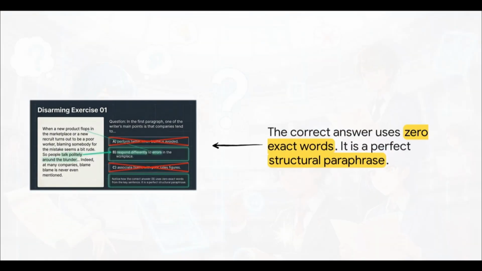Okay, let's debrief this one. The key sentence in the text, the real heart of it, is that people talk politely around the blunder. Now let's look at our options. A and C? They're just not mentioned. Option D? That's a classic distortion. But then you get to option B, respond differently to errors in the workplace. See that? It's a perfect paraphrase. It uses 0 exact words from that key sentence, but it captures the meaning 100%. That is what a correct answer looks like.